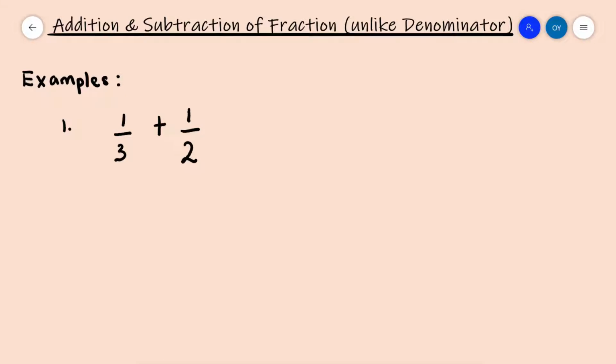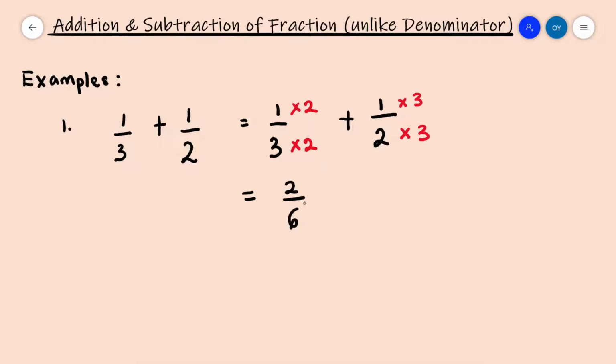Now we have 1 over 3 plus 1 over 2. So here we want to find the least common denominator between 3 and 2. And the least common denominator is 6. So now we multiply the first fraction 1 over 3 by 2, so we can get the denominator to be 6, and 1 over 2 by 3. So now we have 2 over 6 plus 3 over 6.